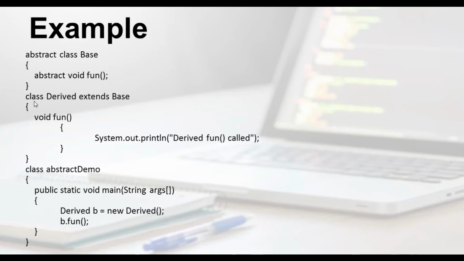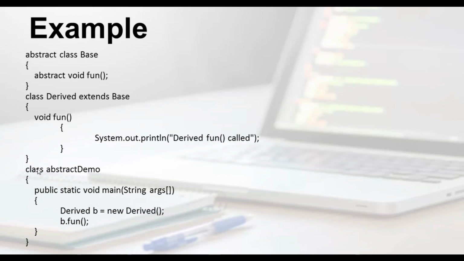Now the second class is class Derived extends Base, meaning I have used inheritance over here. Now in the inheriting class I have to define the implementation details of that abstract method. The same method will be used over here, but with a body. Now when the fun method is called, the output is like: Derived fun method is called.